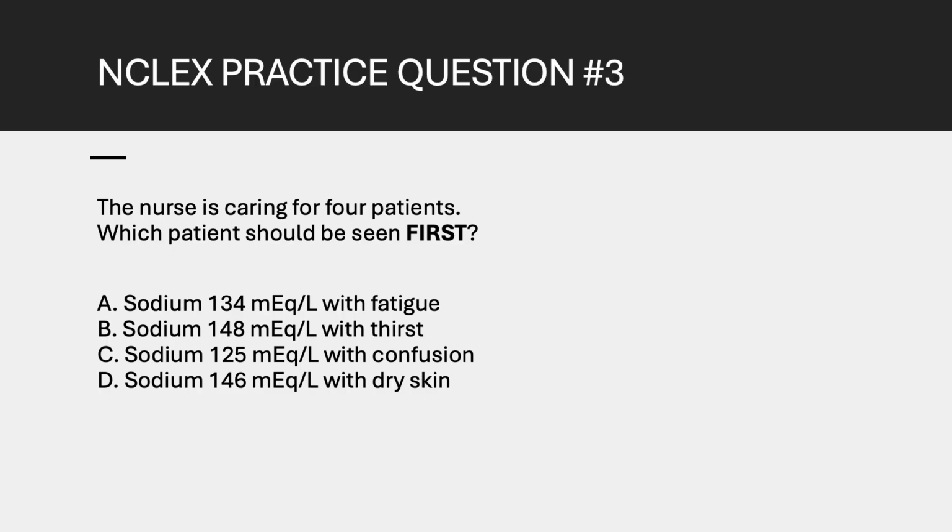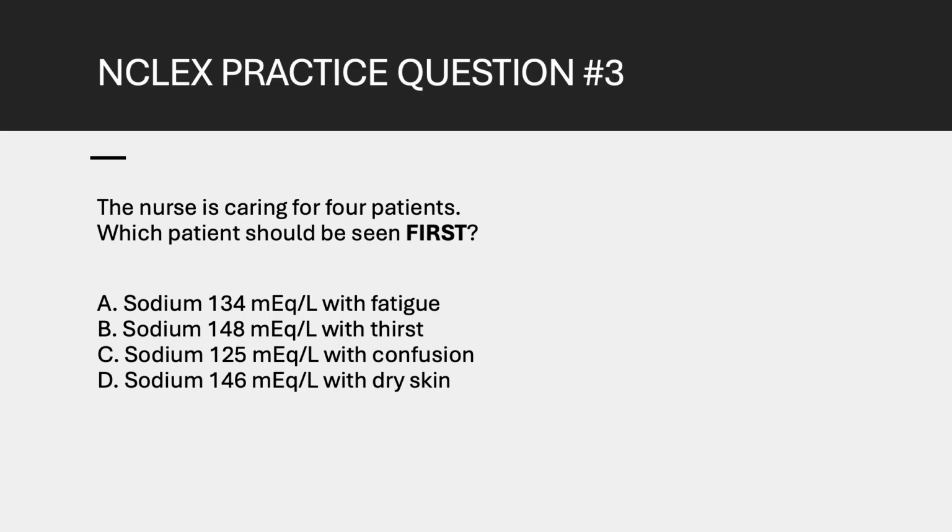And practice question number 3. The nurse is caring for 4 patients. Which patient should be seen first? So taking a look at these patients, they all have sodium lab values, but a symptom. The first thing you might want to do is just look to see which levels are abnormal. If they're all abnormal, and it looks like they are, then we're going to have to use the patient's symptoms or assessment findings to determine which one needs to be seen first. Pause the video and come up with your answer.